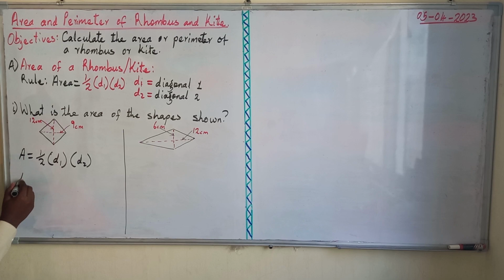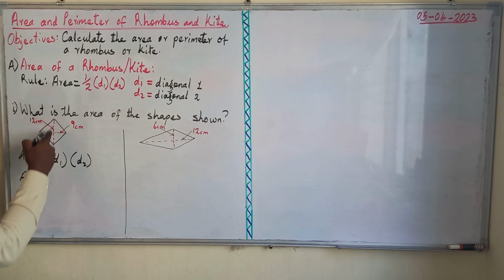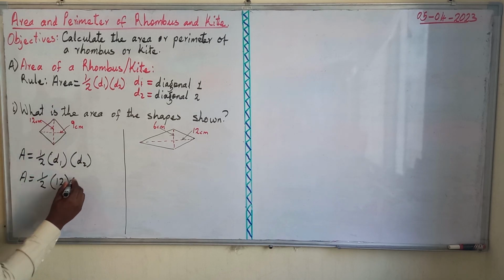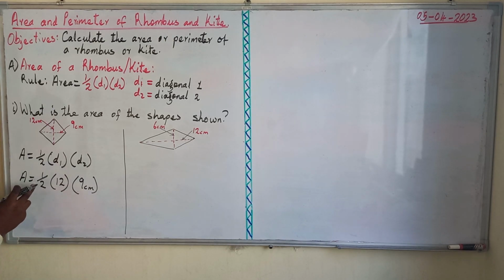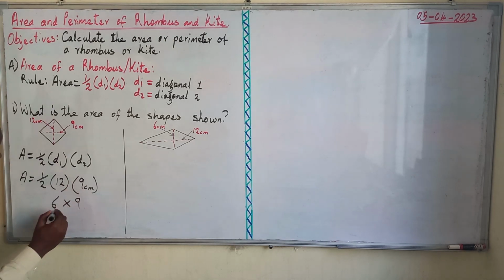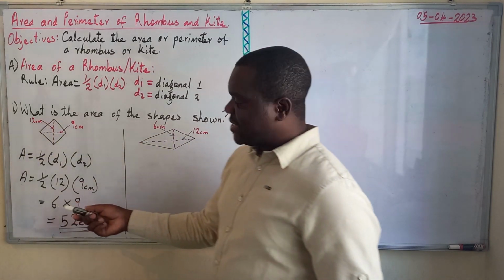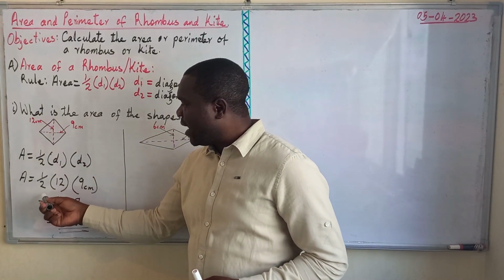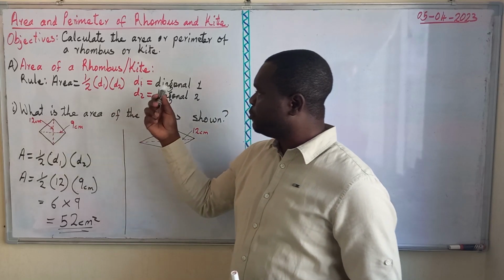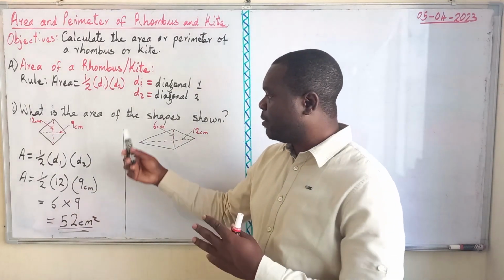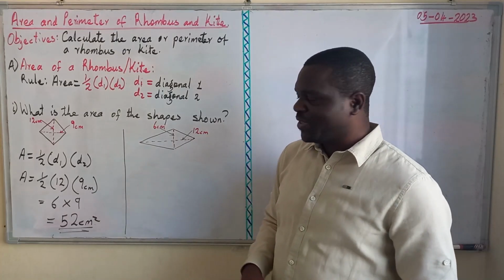Let's substitute. Area will be equal to 1/2 d1. We can take d1 to be 12 centimeters and d2 9 centimeters, so that half of 12 will be 6 times 9, and 6 times 9 is going to give us 50 centimeters square. So this is the simple way that we can apply the different figures in the rule to solve for the area of a rhombus. Let's move on now to kite.